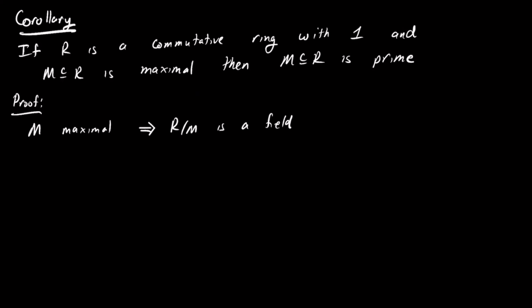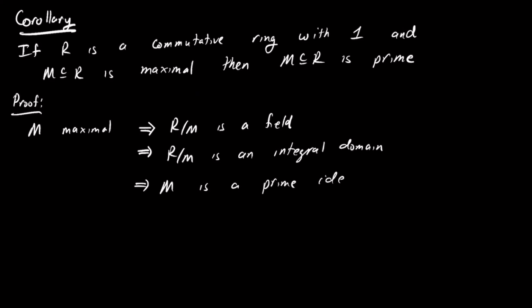Well, we know that every field is an integral domain. So this implies that R mod M is an integral domain. And then finally, I know that if R mod M is an integral domain, that means that M is prime. So M is a prime ideal. And that's it. It's my corollary. So every maximal ideal is prime.